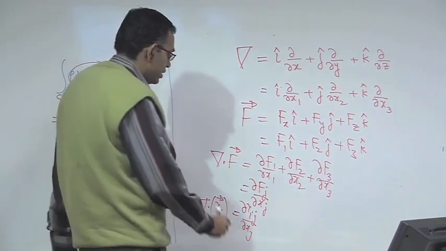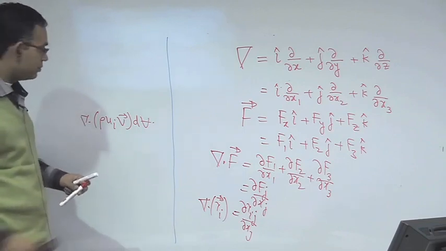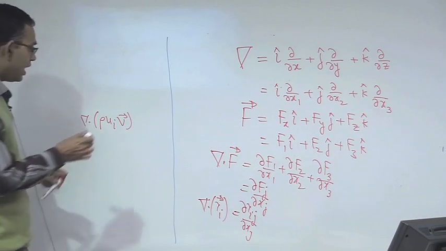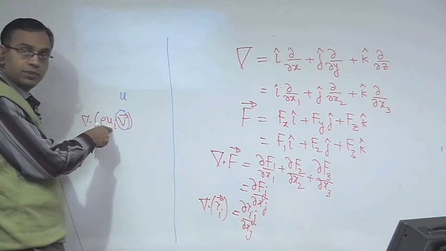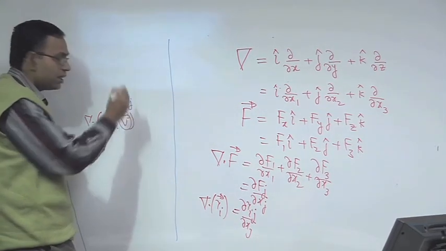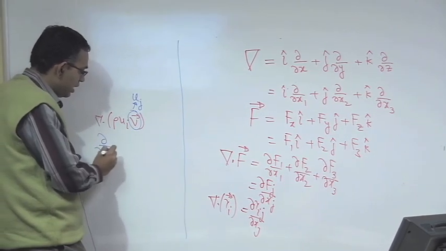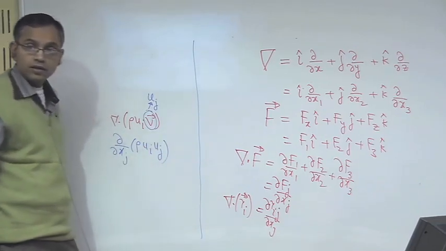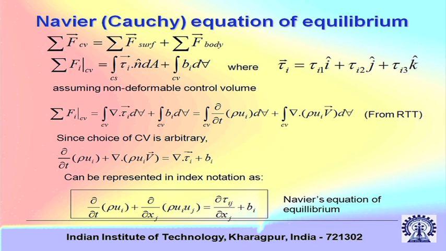Similarly, when you write this expression del dot rho ui v, this v has components what? This v has components u with a subscript. We cannot use the subscript i again because that has already been used to represent the component along i. So, we can use some other subscript j. So, uj is the component of this velocity v. So, this is as good as del/del xj of rho ui uj. So, with this sort of notation, let us get back to the slides. We can see that these two terms, one is del/del xj of rho ui uj and this term del tau ij del xj. So, we have represented all the terms.